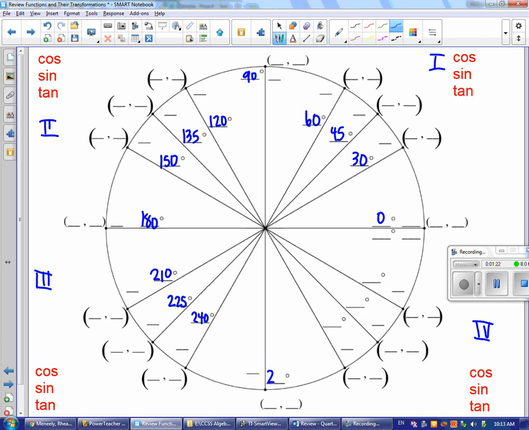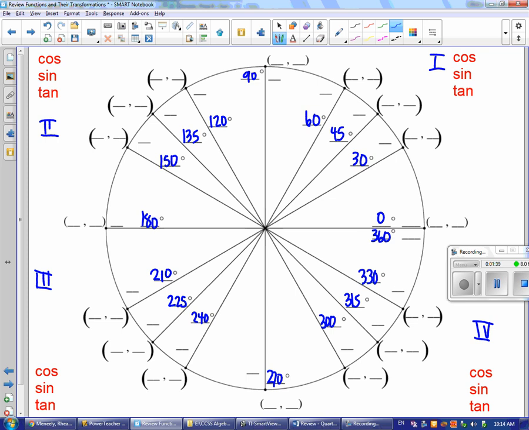30, 15, 15, 30. So I'm going to add another 30. That's going to give me 300. Then I'm going to have 315, 330, and then finally I'll be back at 360. So a 360 degree angle is the same thing as a 0 degree angle. And again, those are all measures in degrees.